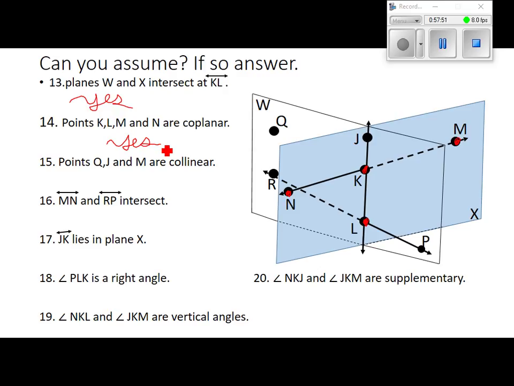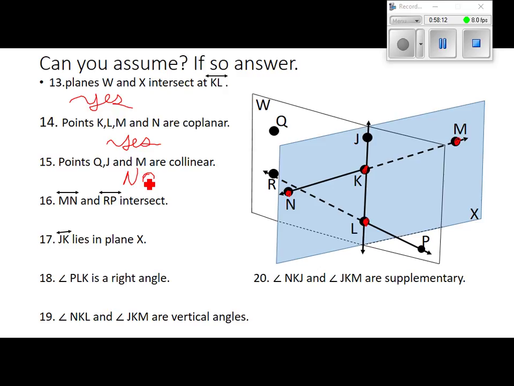Points K, J, and M are collinear. What's collinear mean again? Same line. K, J, and M. Or Q, J, and M, sorry. Is that true? No, so we can't decide that. There might be some line, depending on how those planes are, but we can't tell it from the picture.